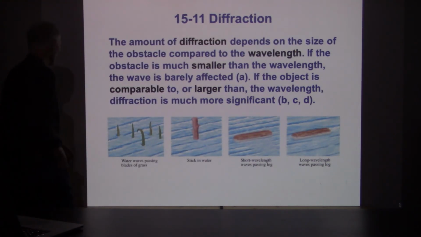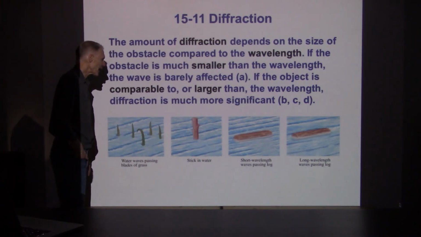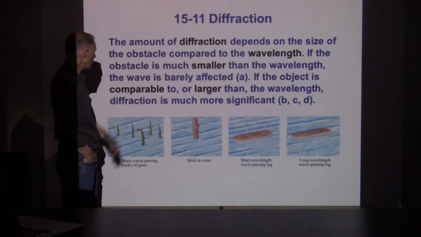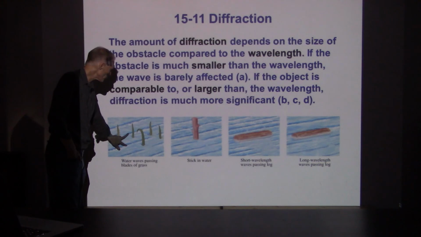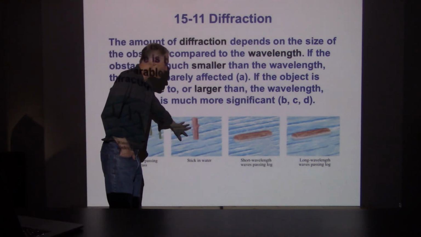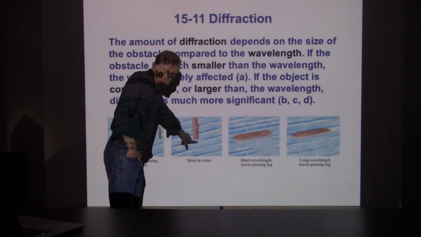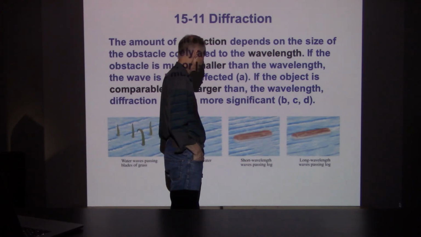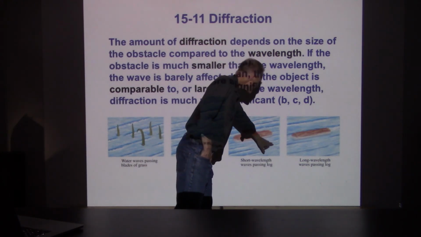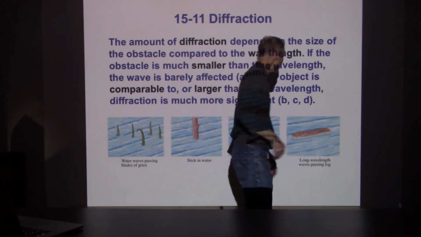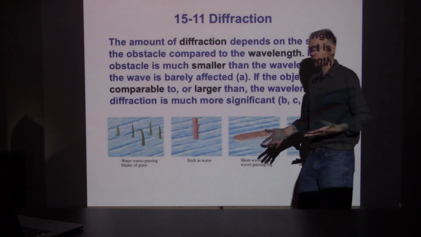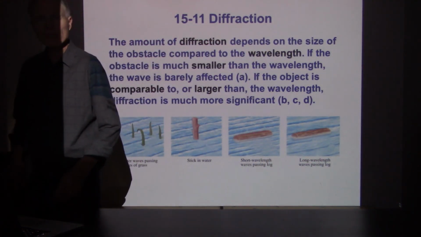So here's another example of this. Here's some blades of grass where the waves just kind of go right through. The obstacle is much smaller than the wavelength. Wavelengths are from one wavefront to the next. But then we get to a bigger stick, and you start to see this diffraction effect more pronounced. And then they're showing as the short wavelengths come in, you see the diffraction effect more prominently. But when you have wavelengths that are similar in size to the obstacle, the diffraction effect isn't as pronounced.